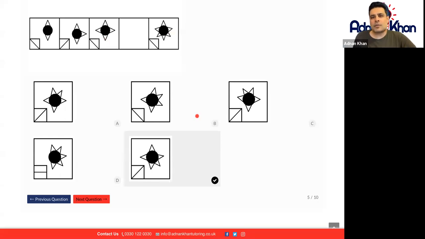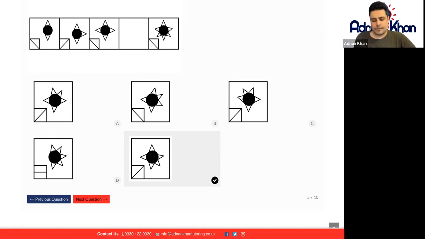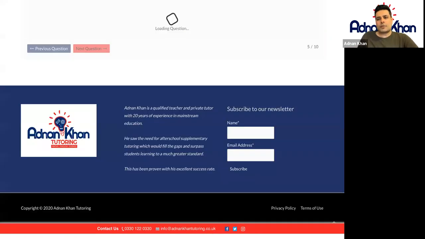And the other pattern was that the line in the bottom left-hand corner of each shape rotates each time. That's good. Well done. So E will be correct. Let's go on to the next one. Have a go at this one as well.